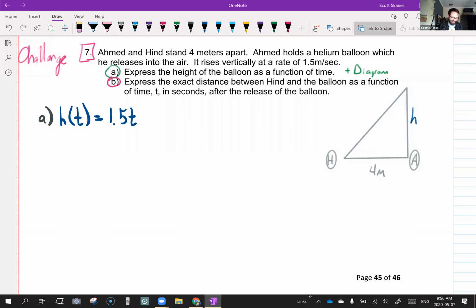Okay, so yeah, this is the first question. The first one was very easy. Height of the balloon is a function of time. Well, it gave us directly that it rises vertically at a rate of 1.5 per second. So that's where that comes from, okay? That's this guy. And notice that this would get bigger and bigger as time went on, but we don't really need to worry about that.